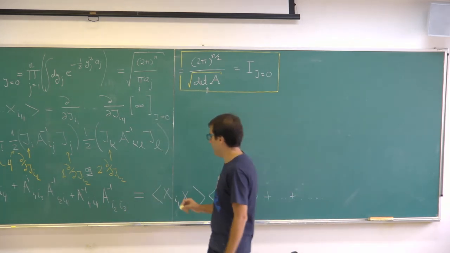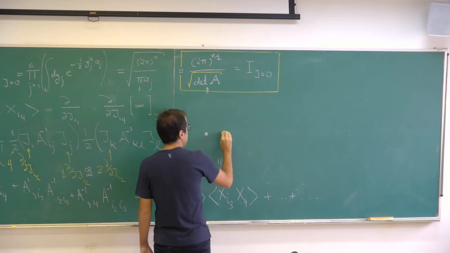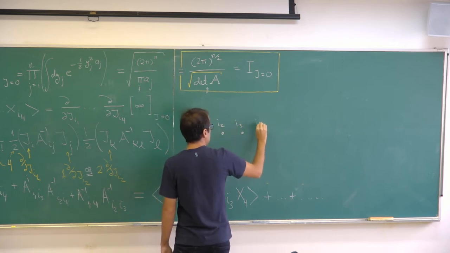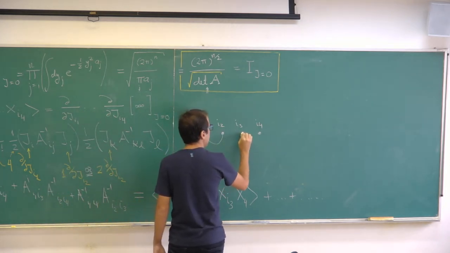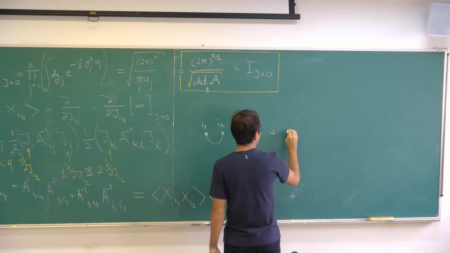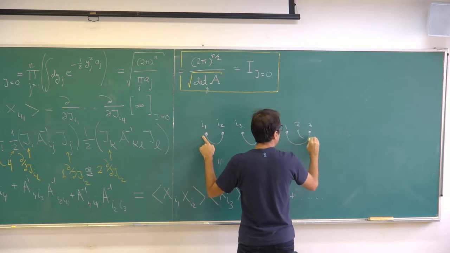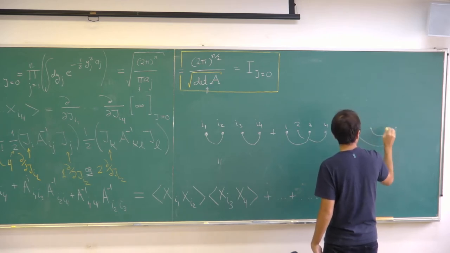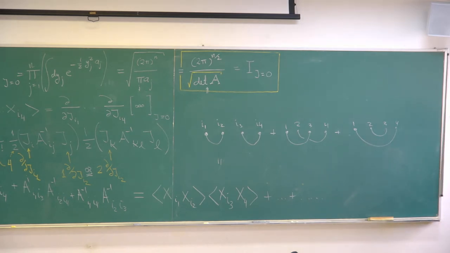But let's find another graphical interpretation. We can write this in the following way. I have I1, I2, I3, and I4. And in one term, I contract I1 and I2, and I3 and I4, that's the first term. But then the picture for the other one is obvious. 1 connects with 3, and then 2 connects with 4. And the other term, 1 connects with 4, and 2 connects with 3. That's just a graphical representation for the computation we just did. Right? This is just a picture.